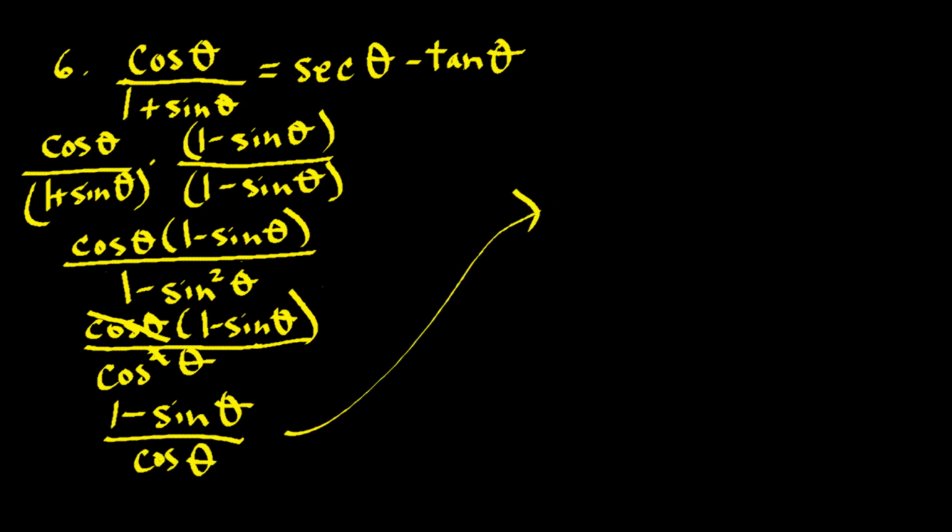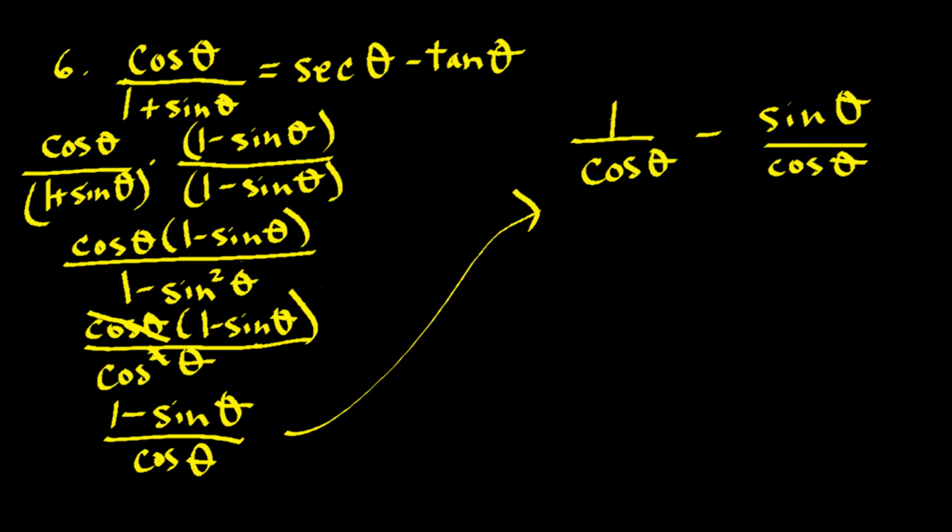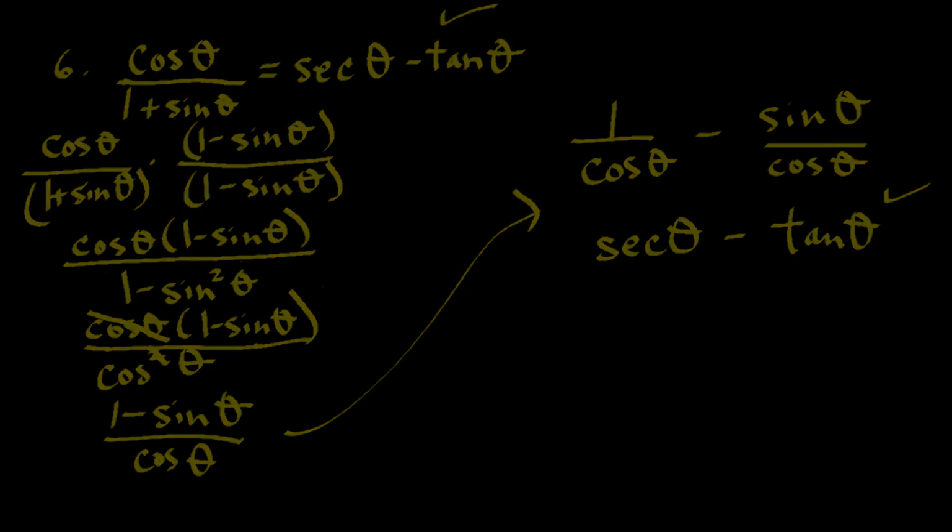Next, we might notice that we have one fraction on the left and we have two different terms on the right. This is what tells us that we might want to break this single fraction into two fractions. So we have 1 over cosine theta minus sine theta over cosine theta. Of course, 1 over cosine theta is a reciprocal identity. That is secant theta. And sine theta over cosine theta, that's a quotient identity that equals tangent theta. So we've proven this identity.